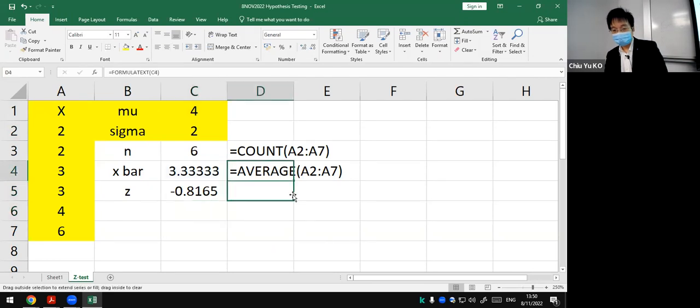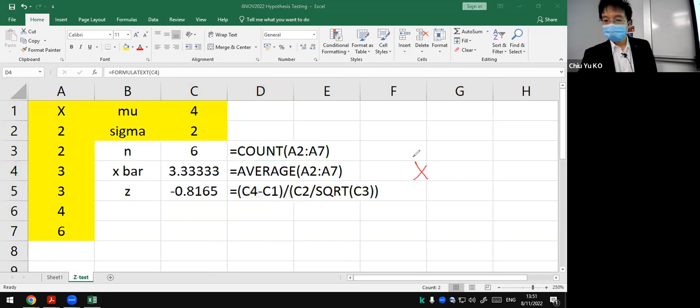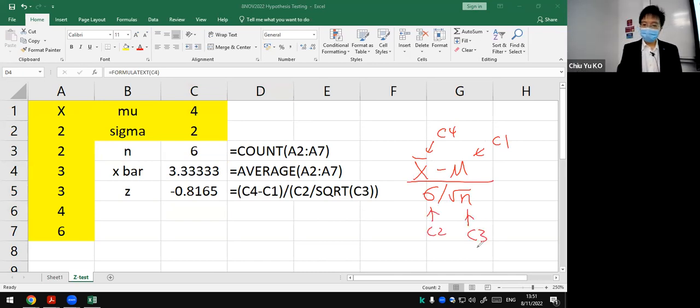So what is this formula here? Just recall, it is x bar minus mu over sigma over root n. So this is C4, this is C1, this is C2, and this is C3. As you see, this is the number.